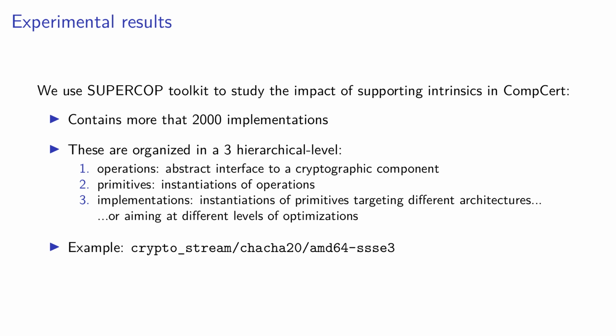Examples of operations are cryptohash or cryptostream for hash functions or stream ciphers, respectively. At the second level, we can find primitives, which are instantiations of operations. For instance, SHA-20 is a primitive. And at the bottom level, we find the actual implementations. Each primitive may contain several different implementations, targeting different architectures or having different levels of optimizations.